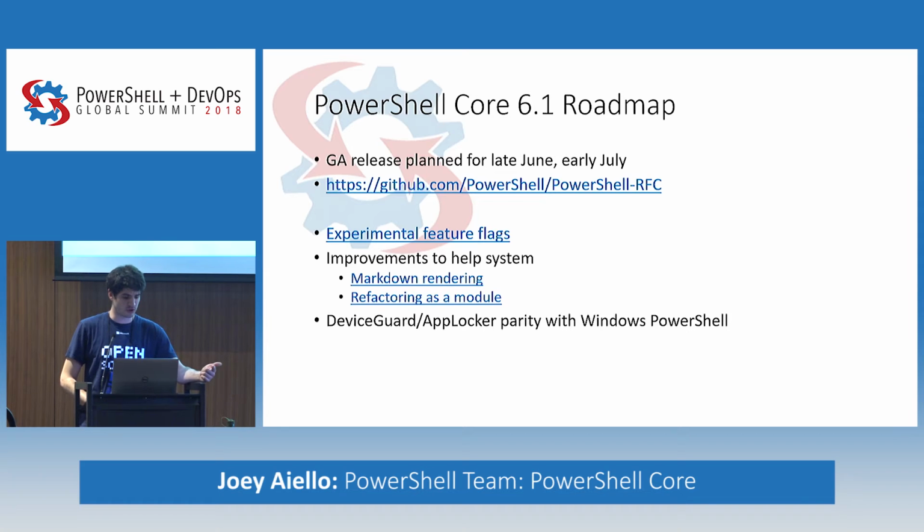Another big one, I think Jeffrey showed this one, was device guard app locker parity with Windows PowerShell. This was just a thing that we missed on 6.0 and definitely needs to be there for 6.1.